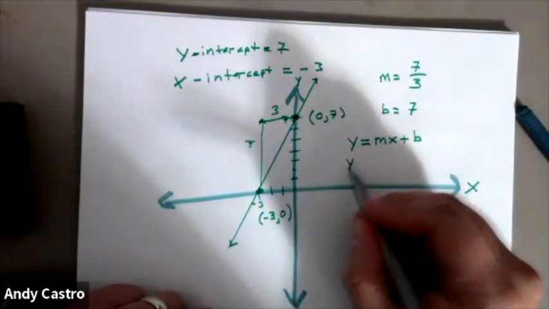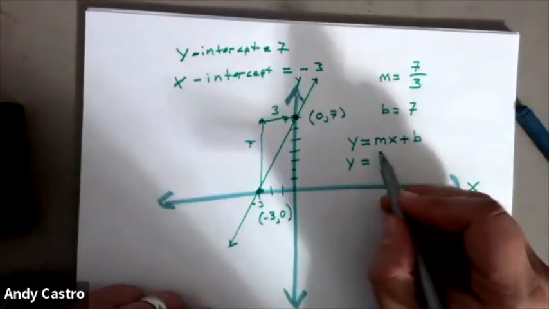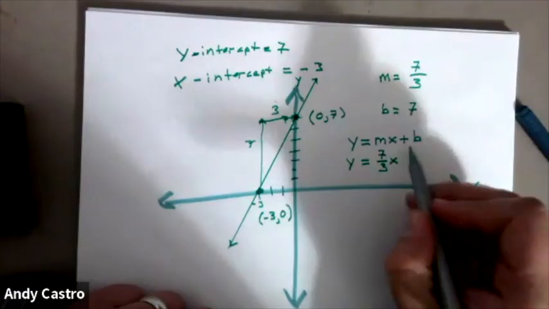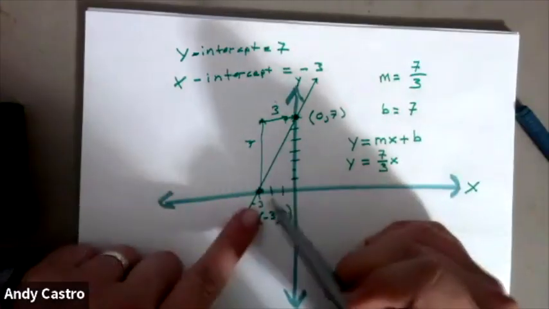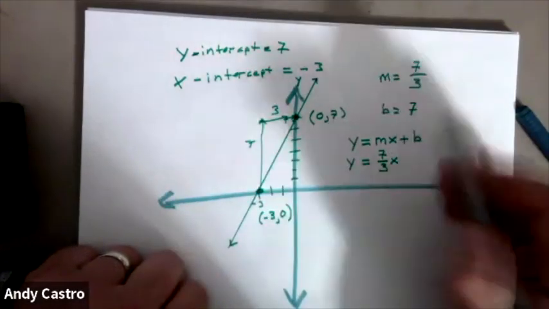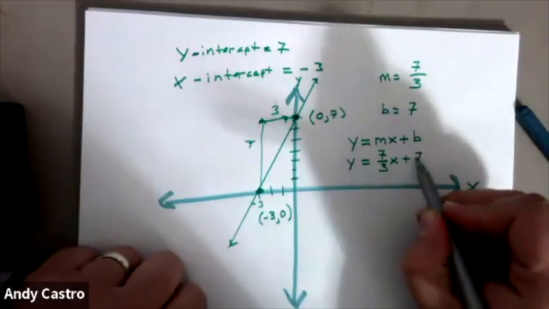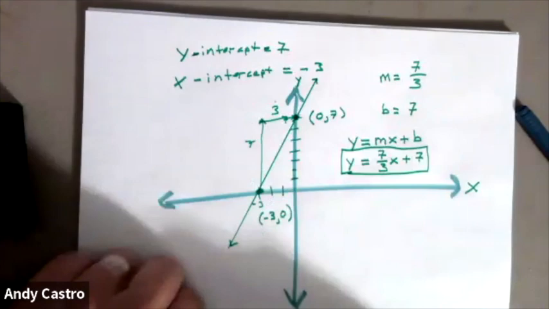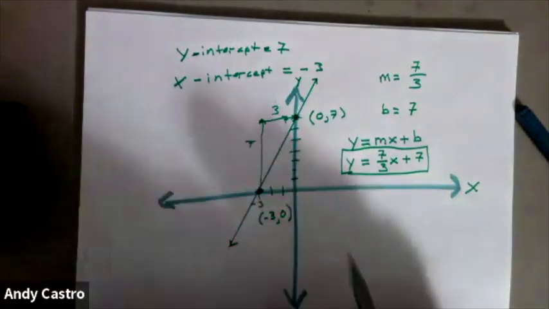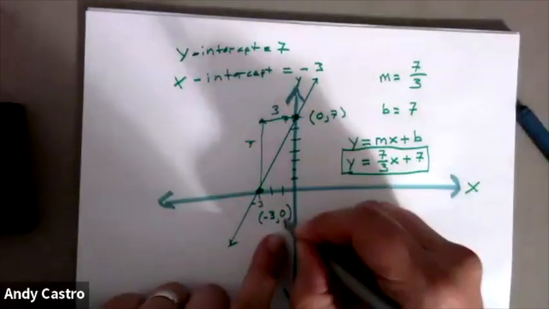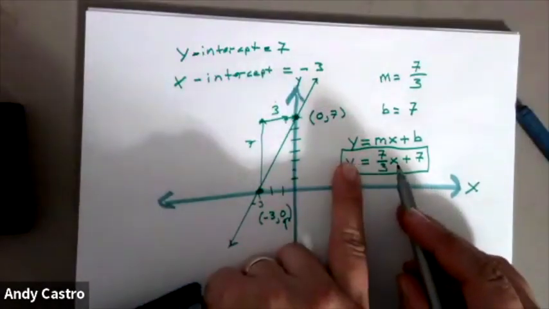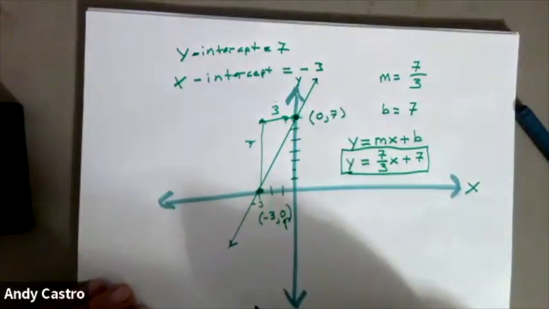Slope-intercept form is y is equal to the slope, 7/3x, plus the y-intercept, which is +7. And this is the equation for that line. And if I plugged in 0 for y, x would end up being -3. So it all fits together nicely.